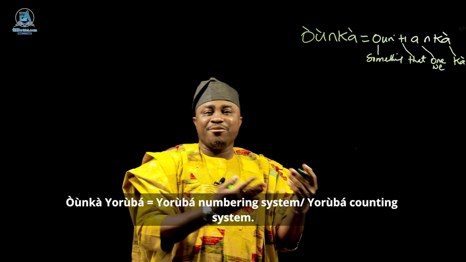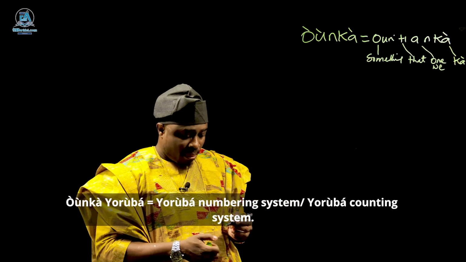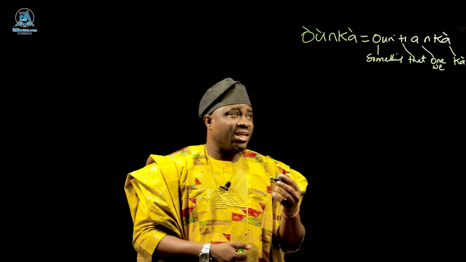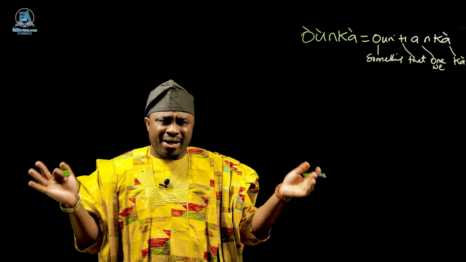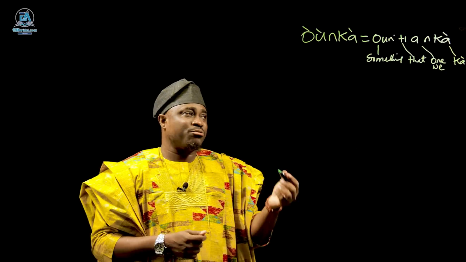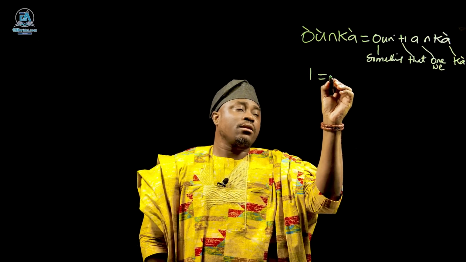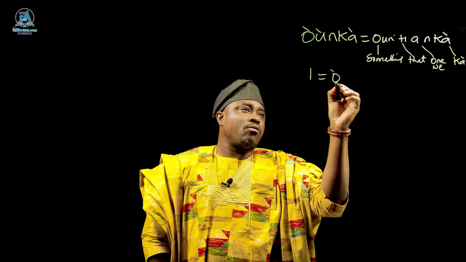So òǹkà is the Yoruba numbering system, Yoruba counting system, right? So let's go to it. So we're going to be covering them in parts. So this is season 1 or series 1 or part 1. Great. So 1 in Yoruba is ọ̀kan.